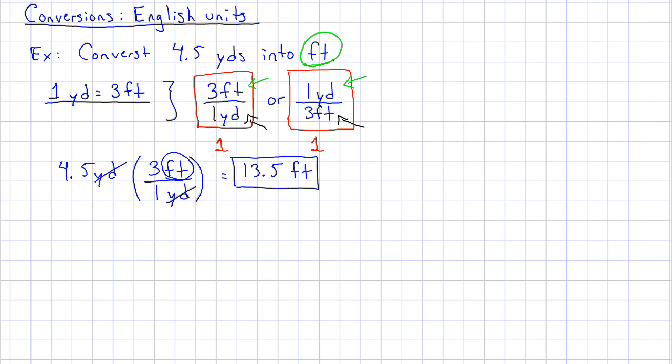So we treat the feet and the yards almost the way we treat variables in numbers. You can cancel x's or y's, and we can cancel the units as well, when one is in the numerator and one in the denominator. So that is how we do a simple conversion using English units from one to the other.